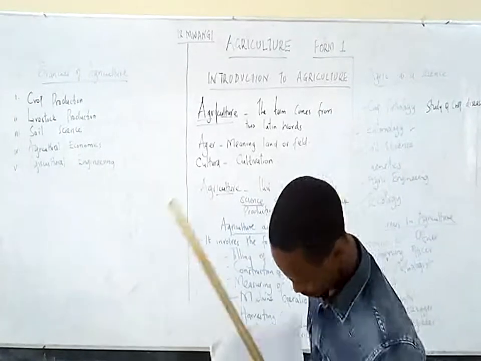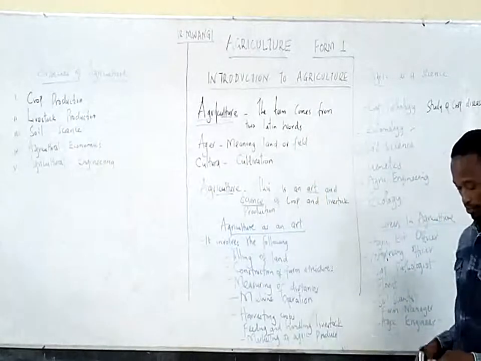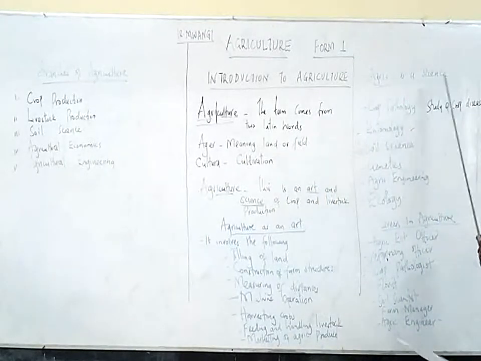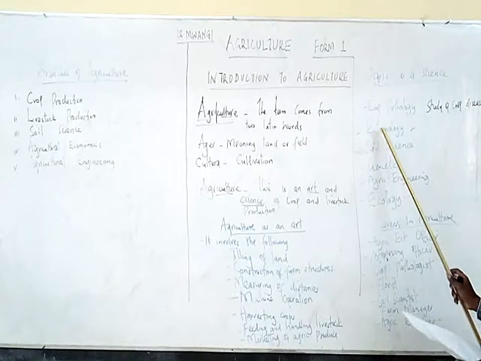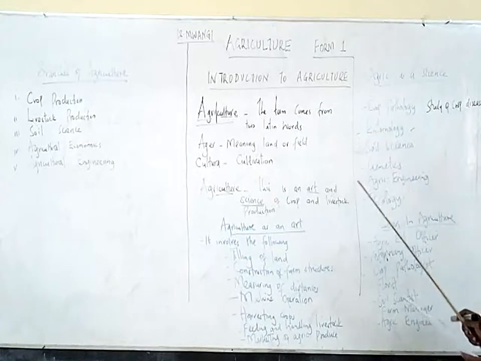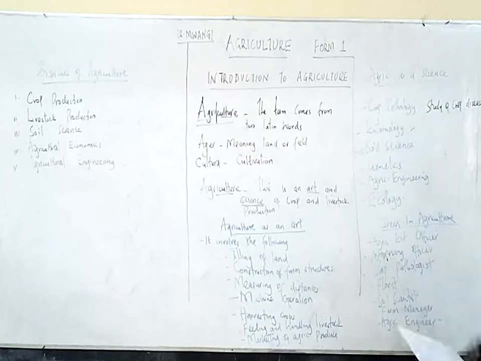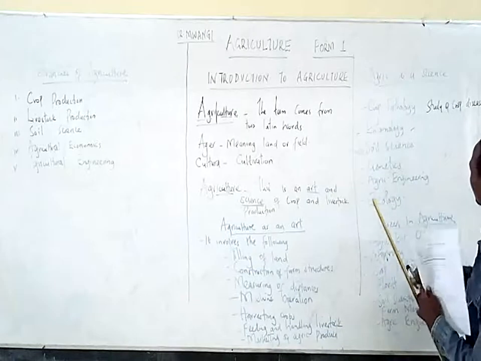Then entomology. Agriculture as a science also. The application of entomology in agriculture is the study of insects and their control.